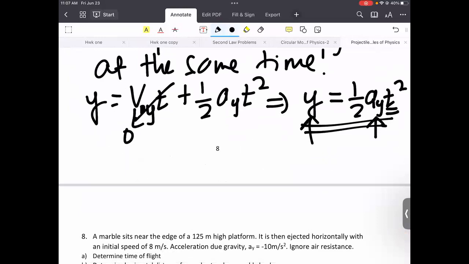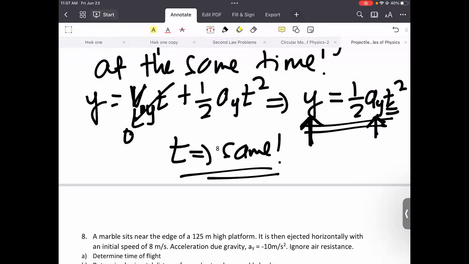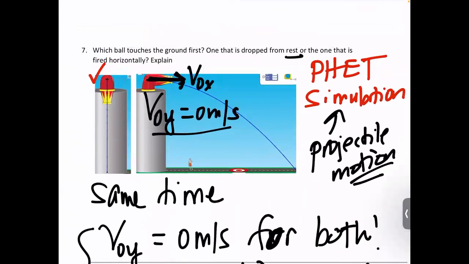If you try to calculate the time here, having dropped from the same height, y is the same, a_y is the same for both, and the initial v_y is the same. Therefore, t is the same. You can reason like that as well. Try this out using the PhET simulation on Google, from the University of Colorado.